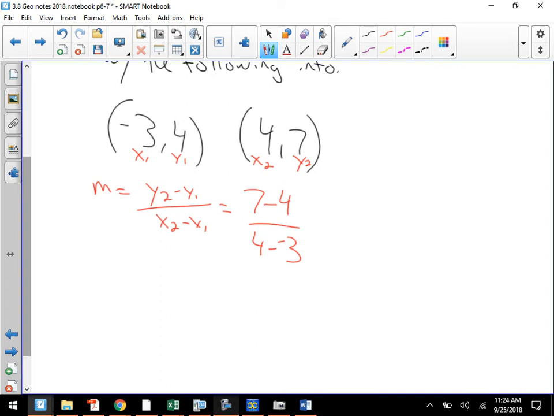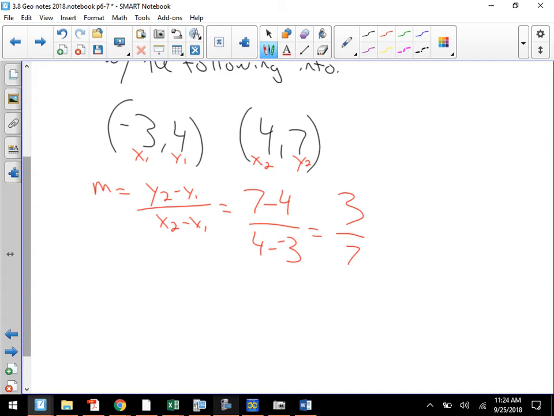If you couldn't figure that out, what could you use to help you? A calculator. Use a fraction bar on the calculator, it will do the work for you. You get 3 sevenths.